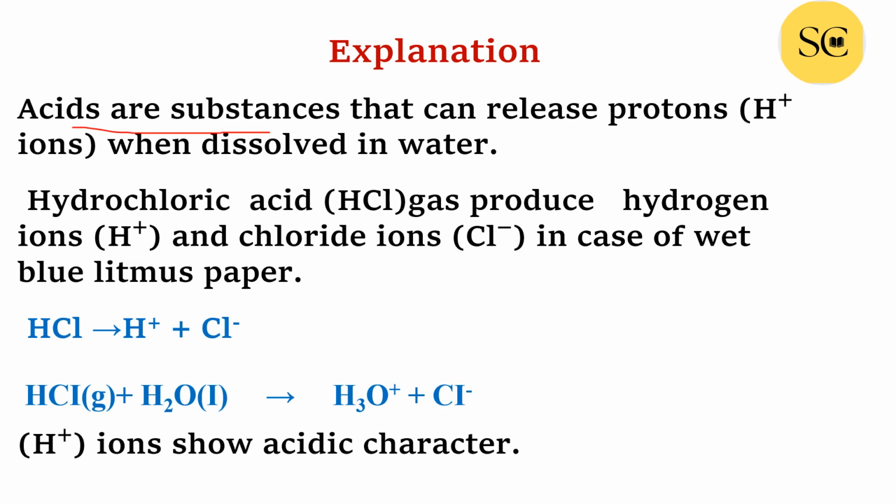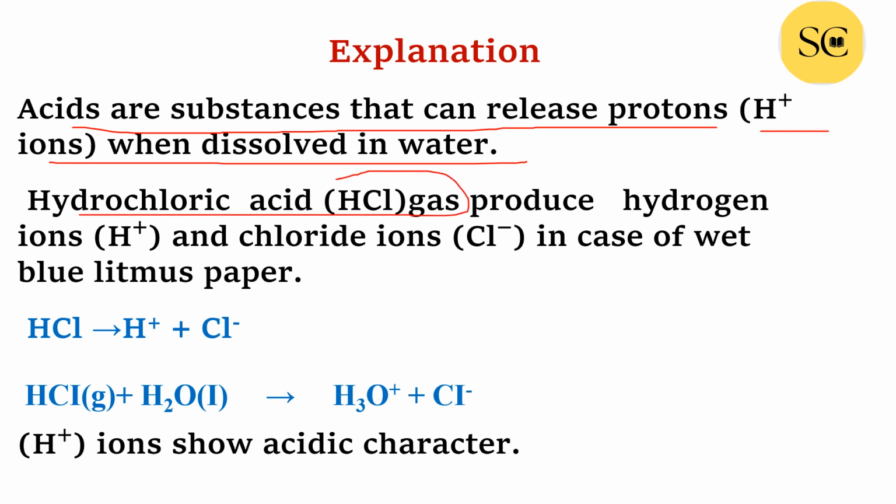Acids are substances that can release protons, means hydrogen ions, when dissolved in water. Okay, when acids come in contact with water, they produce hydrogen ions, they ionize. Okay, so here sulfuric acid produces hydrochloric acid gas, HCl gas. The gas produces hydrogen ions and chloride ions.